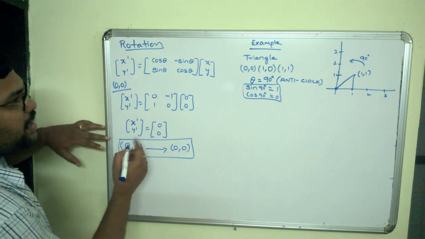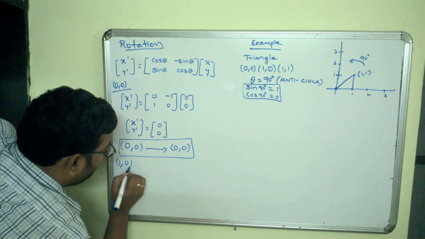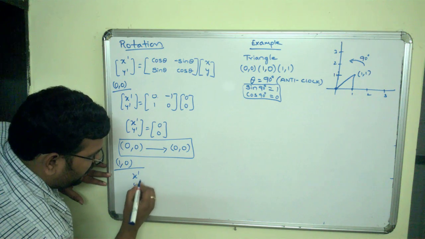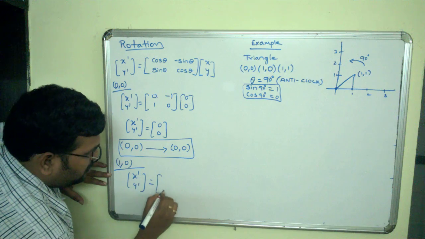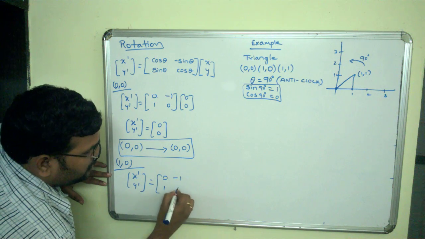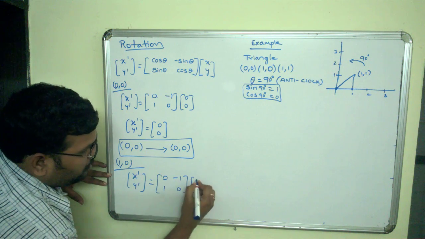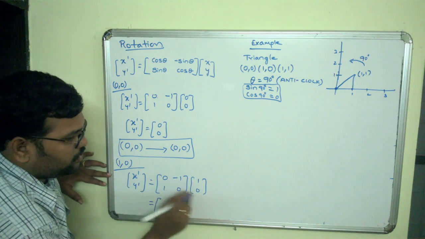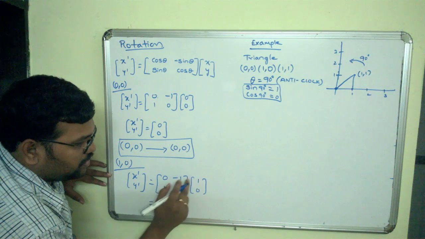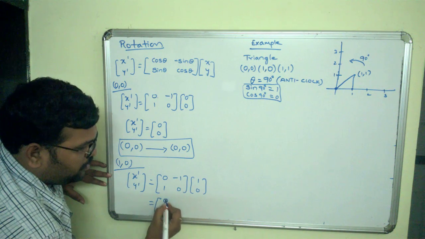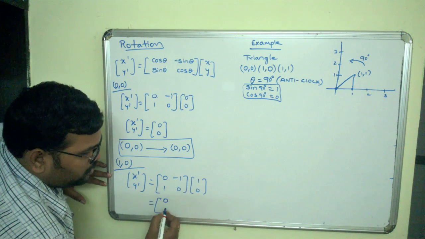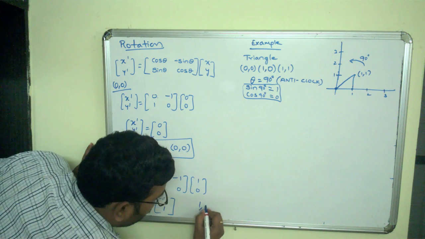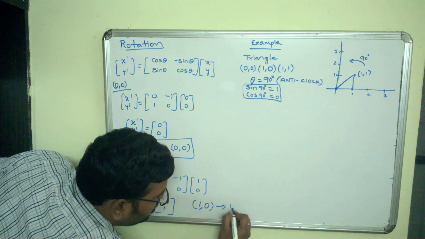Now let us consider the second point, 1 comma 0. Again x dash, y dash is equal to the matrix 0, minus 1, 1, 0 into 1, 0. So we get 0 into 1 minus 1 into 0, which is 0, and 1 into 1 plus 0 into 0, which is 1. So our coordinate 1 comma 0 becomes 0 comma 1.